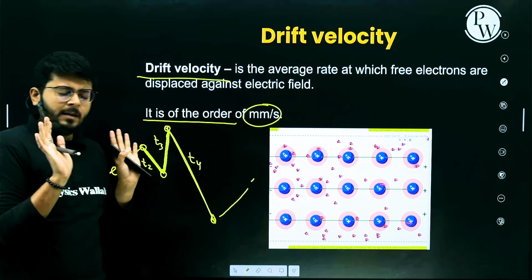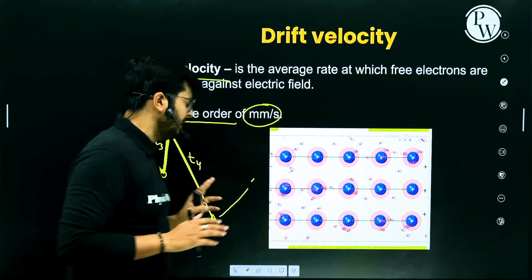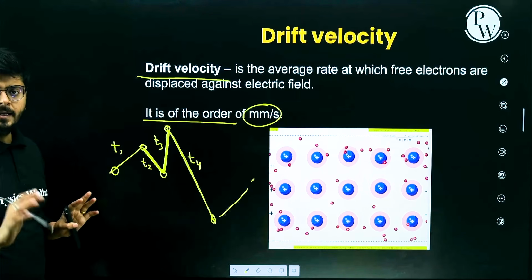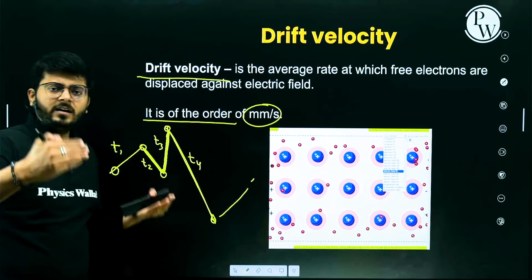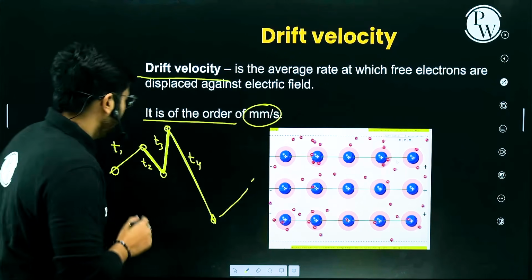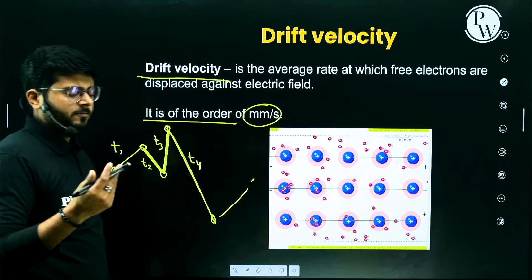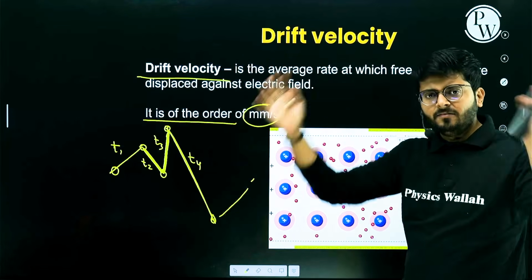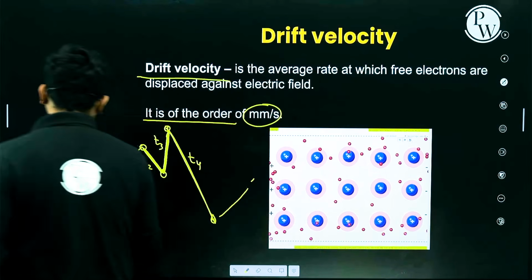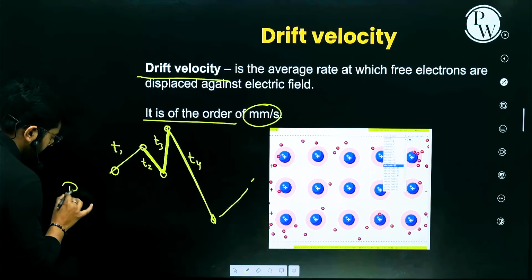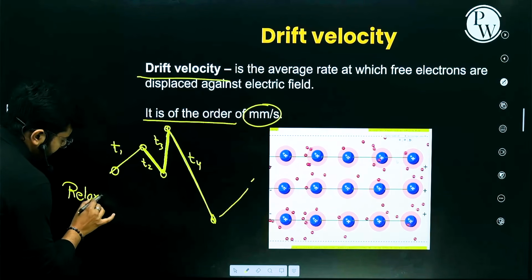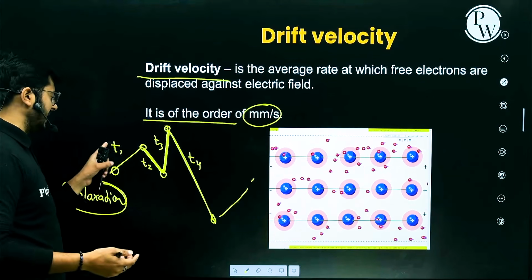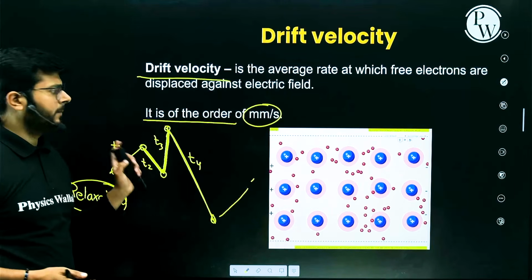Then it was relaxed for time t2. It accelerated for time t2. Then it accelerated for time t3. Then it accelerated for time t4, right? So you see that the particle is not accelerating forever, right? The time it is accelerating for is changing, right? And if I take the average, it will be called relaxation time. So relaxation time is the average time for which the particle is accelerating. It is the average of t1, t2, t3, t4, right? Okay.